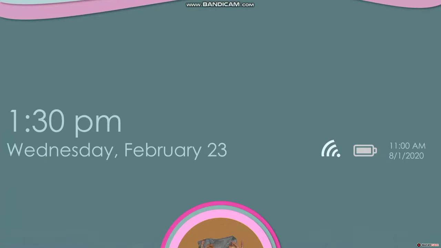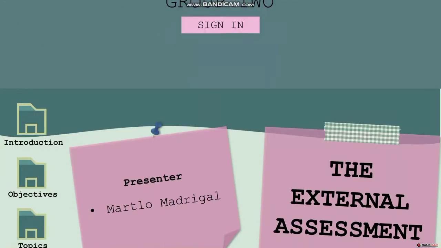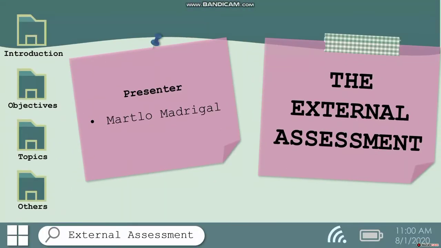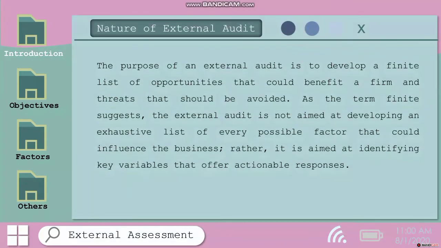So, our part is about the external assessment. The first part is the nature of the external audit. The purpose of an external audit is to develop a finite list of opportunities that could benefit a firm and threats that should be avoided.